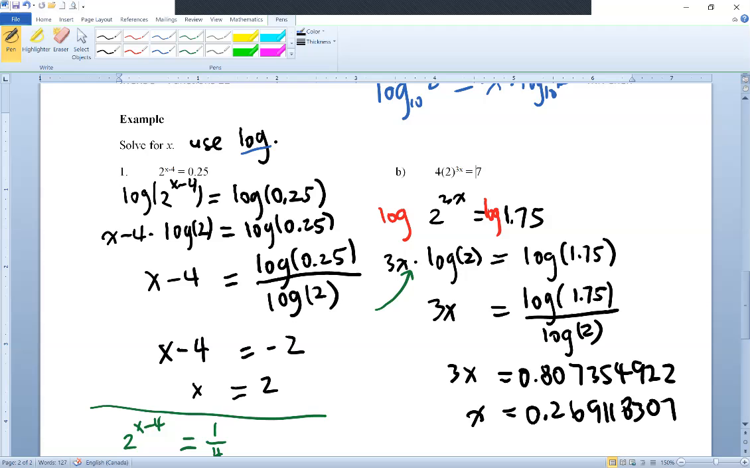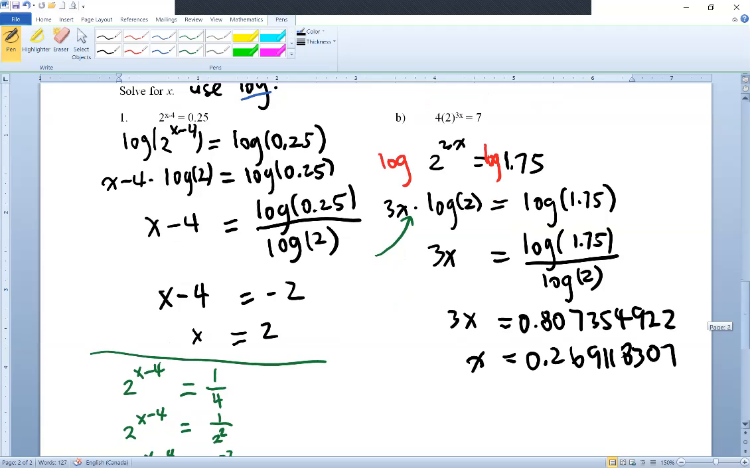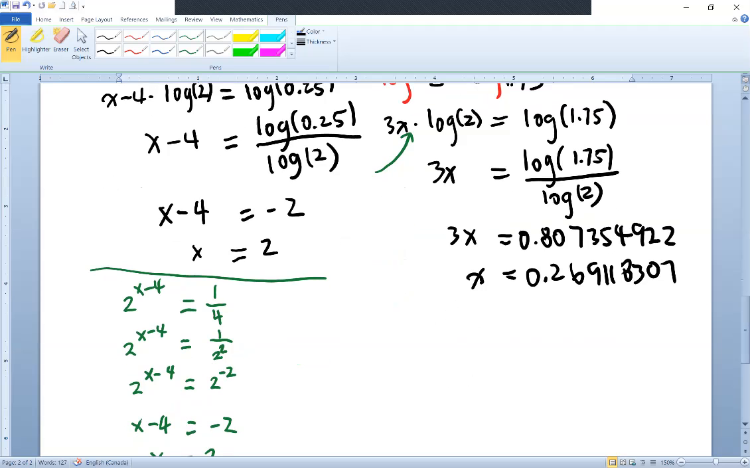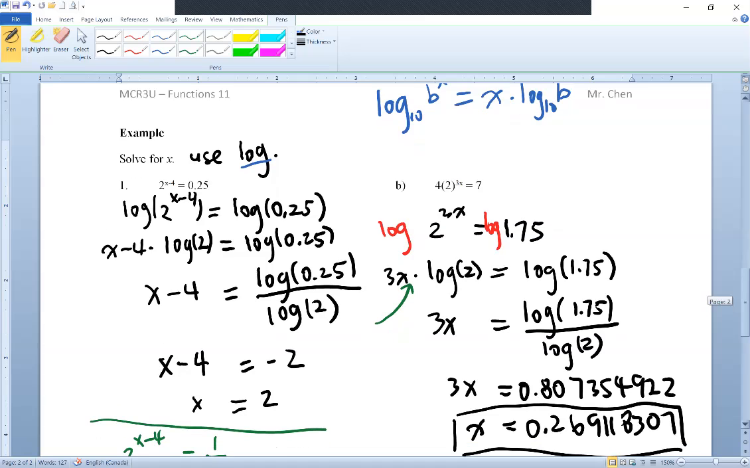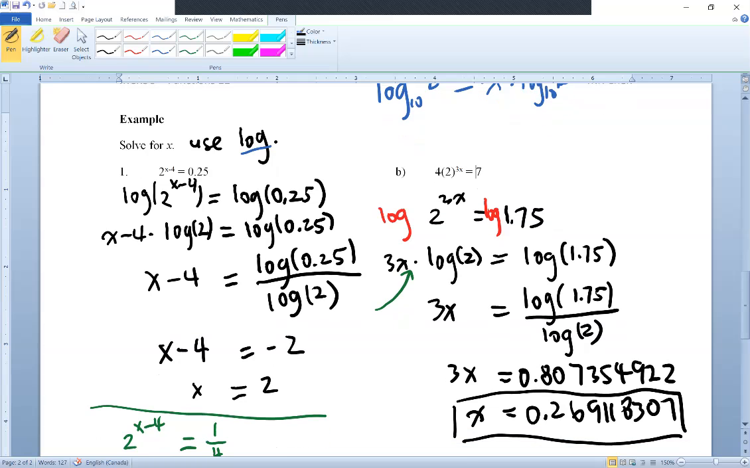But that's the unknown. And the only way you can check this answer, and this is why this is hard to figure out, is to place this long decimal answer into the original equation and check to see if it actually equals 7. So why don't you check that? You do 3 times that 0.269118307. You're going to get a weird answer. And you do 2 to that answer, then multiply by 4, and it should equal 7.